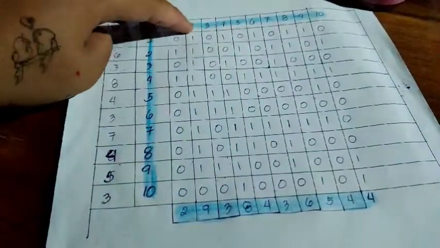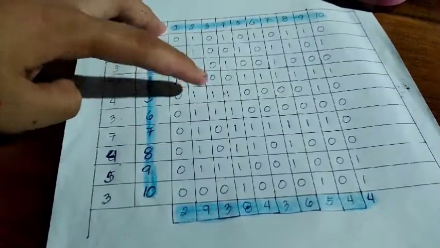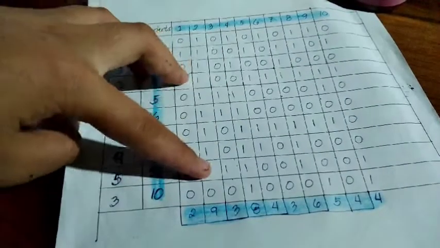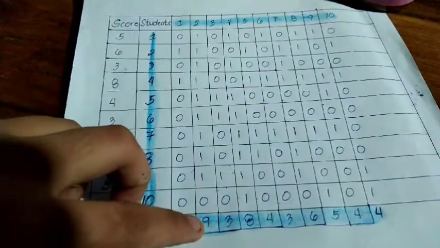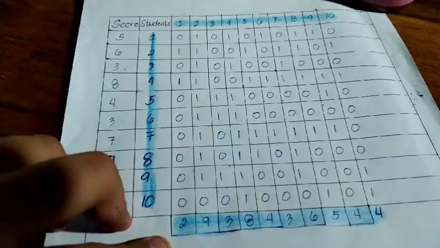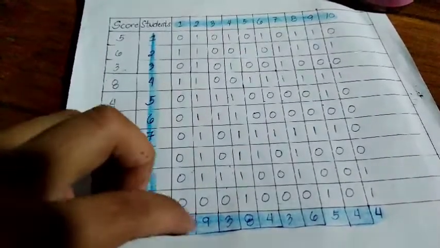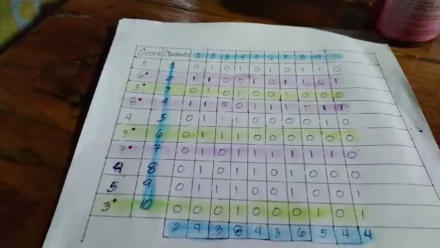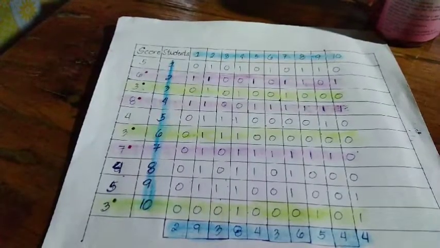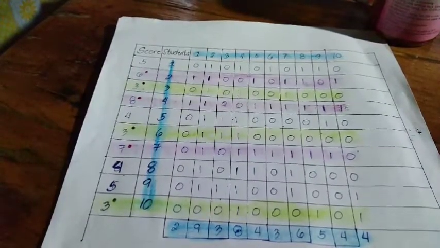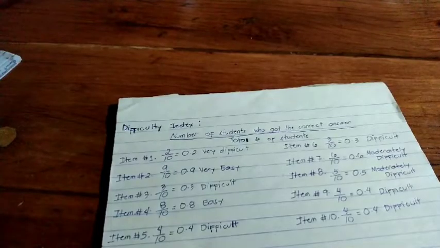In item number 2, the ones who got it are 1, 2, 3, 4, 5, 6, 7, 8, 9. So a total of only 9 students got the correct answer in item number 2. So on and so forth, it's the same process. This column is also how we get our difficulty index. So, let's proceed to the difficulty index.